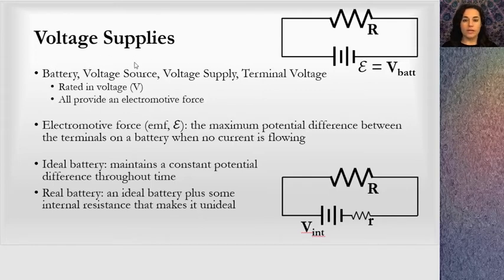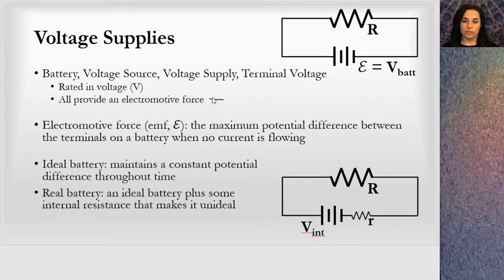A battery is the same to me as a voltage source, a voltage supply, and all of these things supply a terminal voltage. Okay, so when you see that number next to a battery, they might say a battery is 9 volts. That's what they're talking about. So all of these are approximately the same to me in concept in my head.